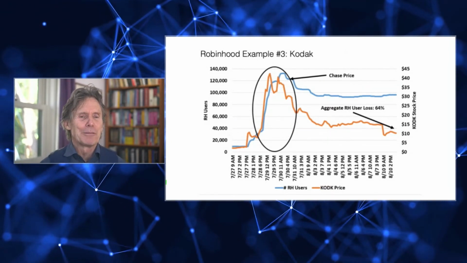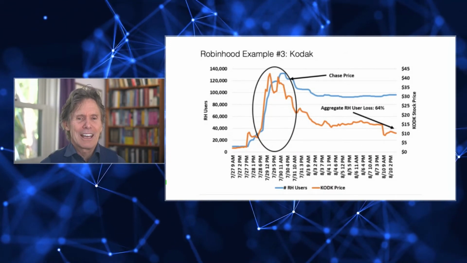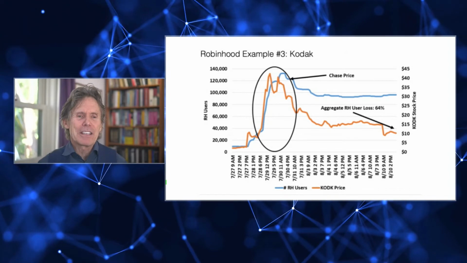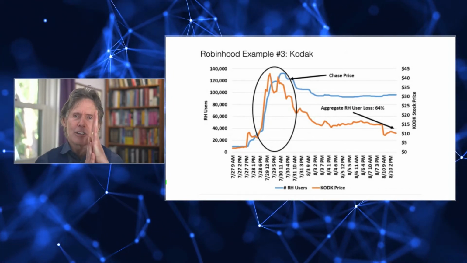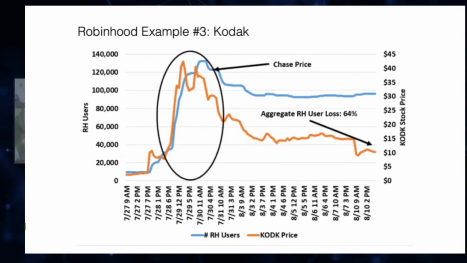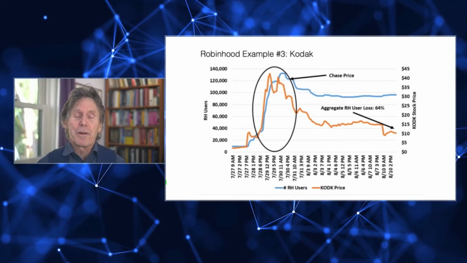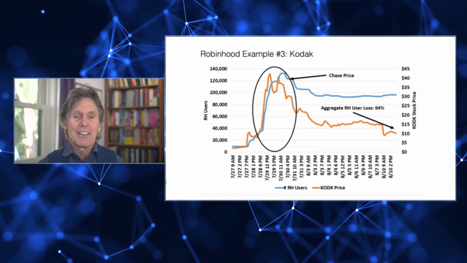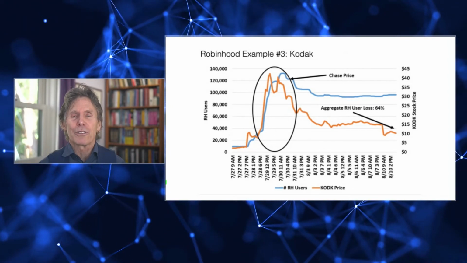And my last example is Kodak. In Kodak, it's the same basic pattern, except there's a little tighter match with the Robinhood users. You went from about 10,000 people at Robinhood owning Kodak, and a few days later it's about 130,000. So these people went on a buying spree. That buying spree spiked the price, and then the price dropped back down, and the people, especially the ones who were late to the party, got left holding the bag, and the aggregate Robinhood user lost 64% on this.